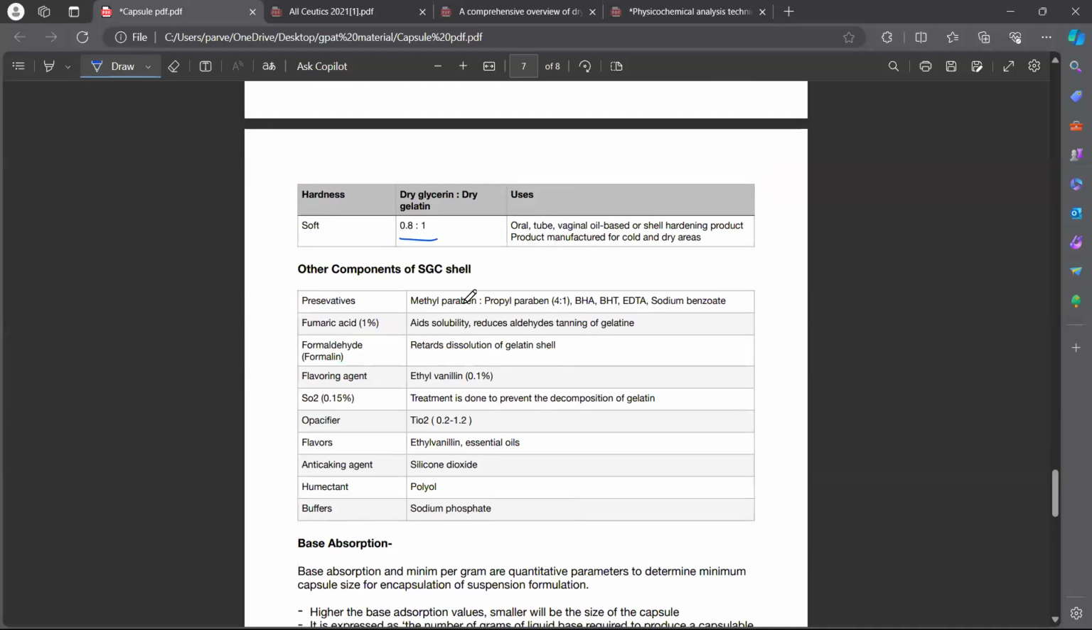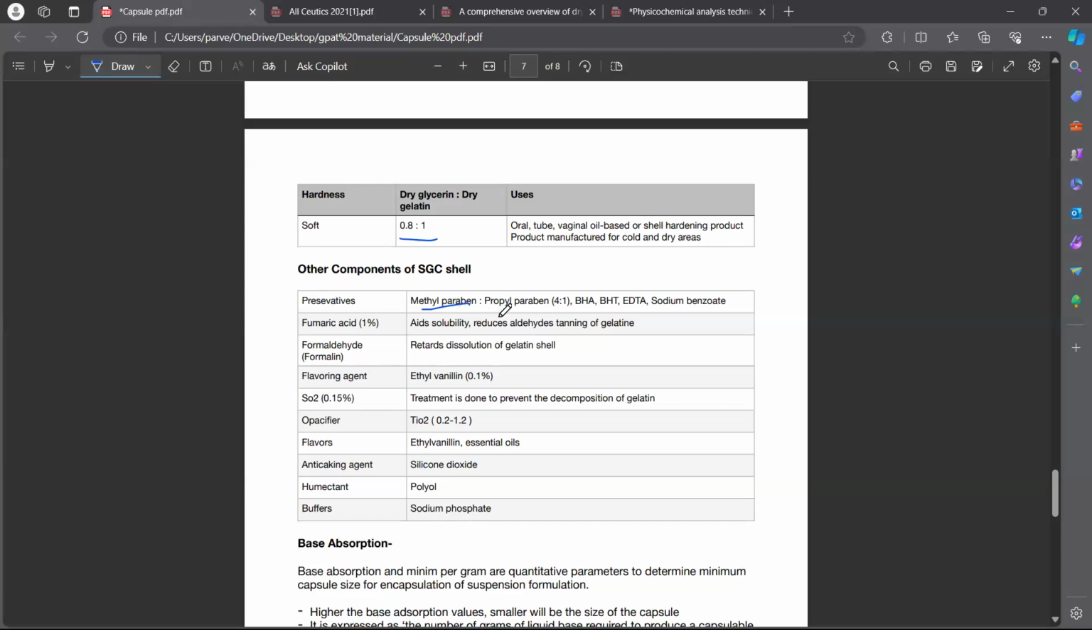While coming to the other components of the capsule, which includes preservatives. Preservatives most widely used are methyl paraben and propyl paraben. Tell me, guys, which of the following is more water soluble, methyl paraben or propyl paraben? Think, guys, think. Which of the parabens is more soluble? Methyl, yes. Methyl paraben is more water soluble than propyl paraben.